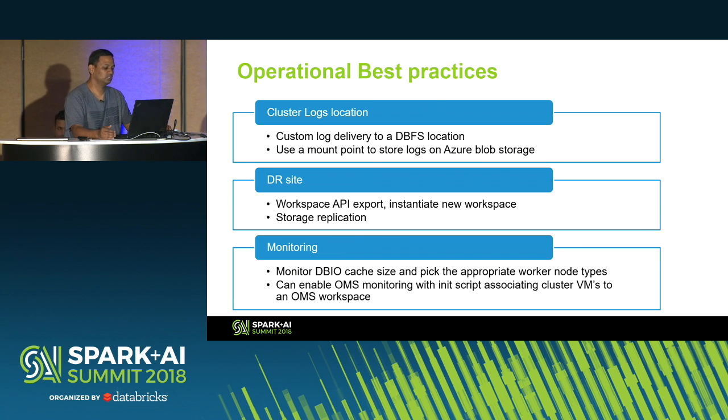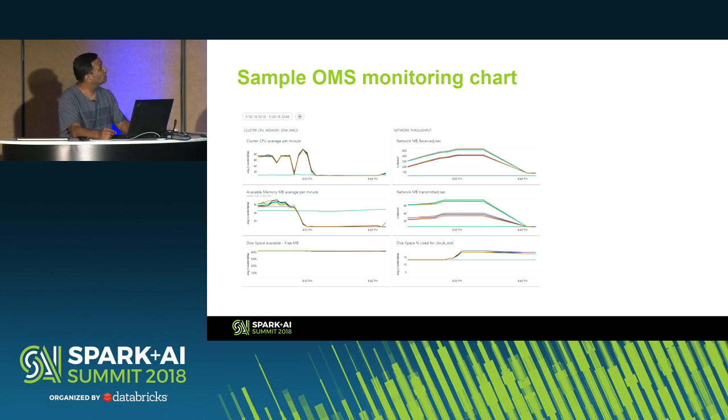We'll monitor those, and we can enable OMS monitoring with an init script. I don't know how many of you are familiar with OMS. OMS is basically an agent that runs on the VMs to monitor all the metrics that go on there. You can enable that with an init script and get all the details of the CPU usage into your workspace. So here is how a sample OMS monitoring chart looks once you enable OMS monitoring.